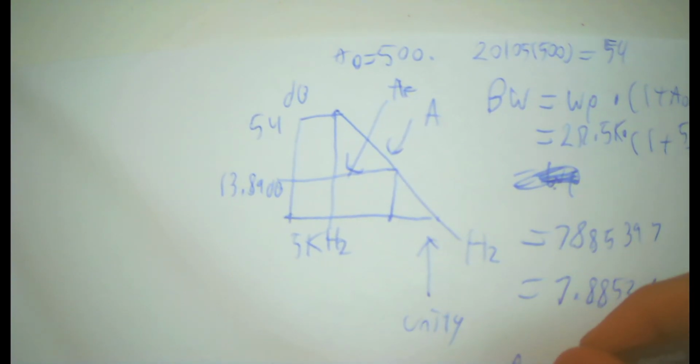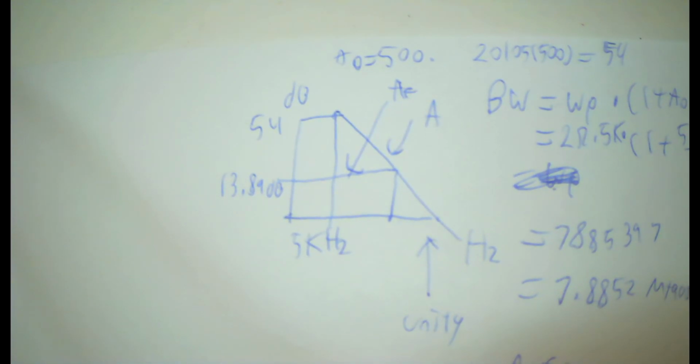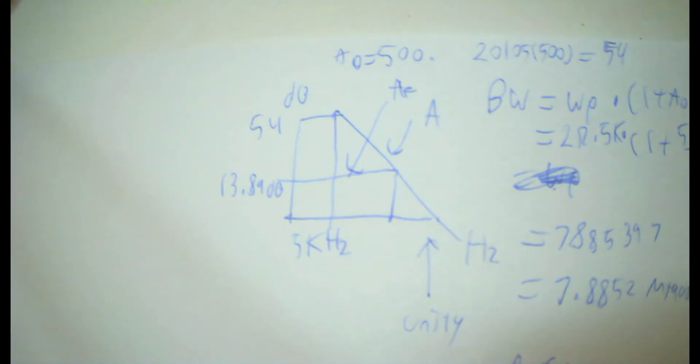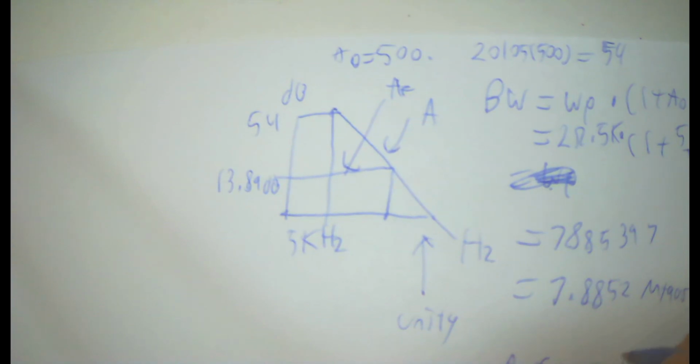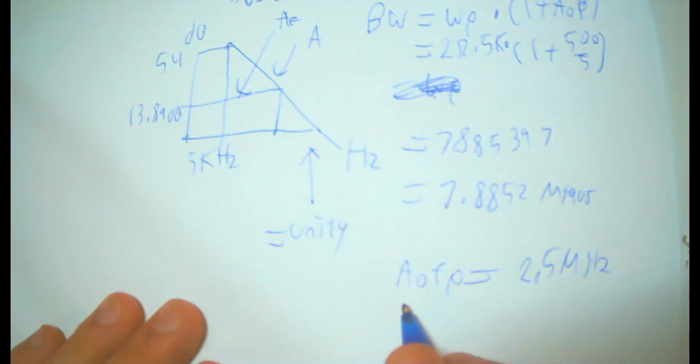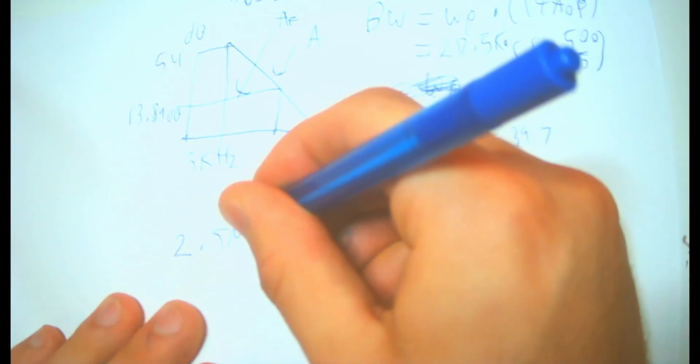A naught times F P is going to be, I wish I brought my calculator along, but okay. The given is 500 and F P is 5. Ooh, okay, let me type that in again really fast. Sorry, guys. It's actually 5,000. Yep, okay, this is going to be 2.5 megahertz. So unity is A naught F P, which is 2.5 megahertz.